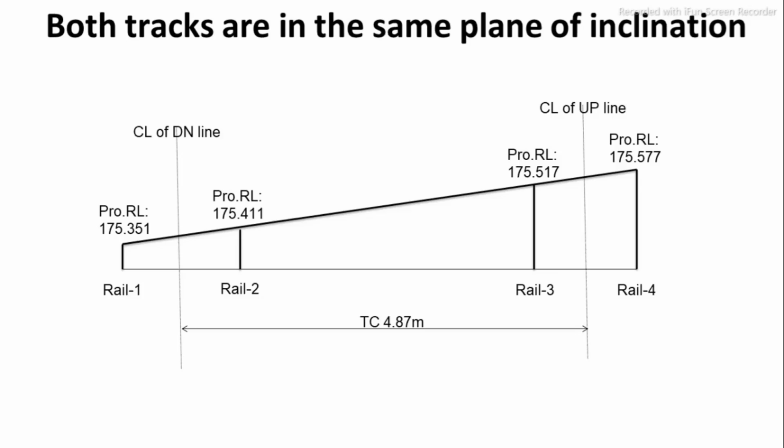Number 2, add the calculated superelevation to the inner rail, that is rail number 1 of the inner track, for the outer rail, rail number 2 of the inner track. Number 3, then calculate the inclination to the inner rail, rail number 3 of the outer track. And number 4, finally add the superelevation to the inner rail, rail number 3 of the outer track, for the outer rail, rail 4 of the outer track.